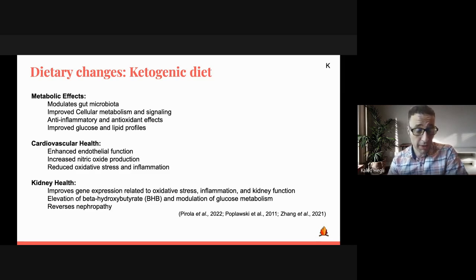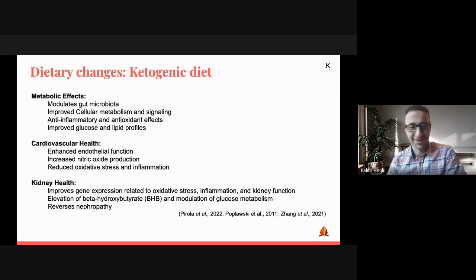We also get something that is maybe overlooked but not famous enough here in the ketosphere, is that kidney health is directly affected at the gene expression level, kidney function, and also the BHB and modulation of glucose metabolism there has a long way into helping us against hypertension, even reversing nephropathy.